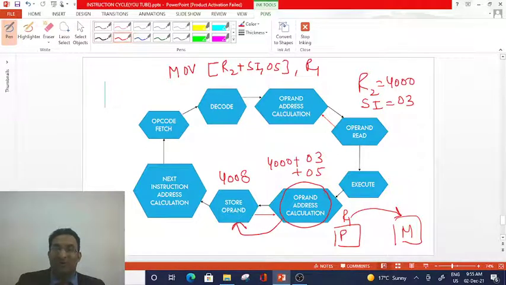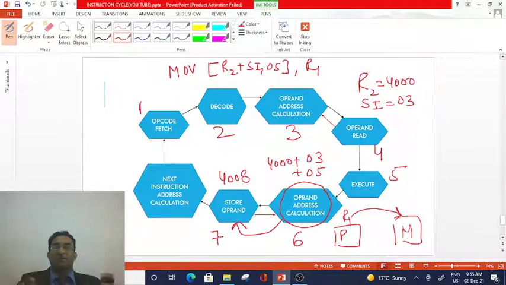So this is the whole cycle: first of all opcode fetch, decoding, operand address calculation, operand read, execution. When we have to store some result into the memory, then also we can have operand address calculation. So this will be the sixth phase, and then storing of that particular operand. So this is the whole instruction cycle.